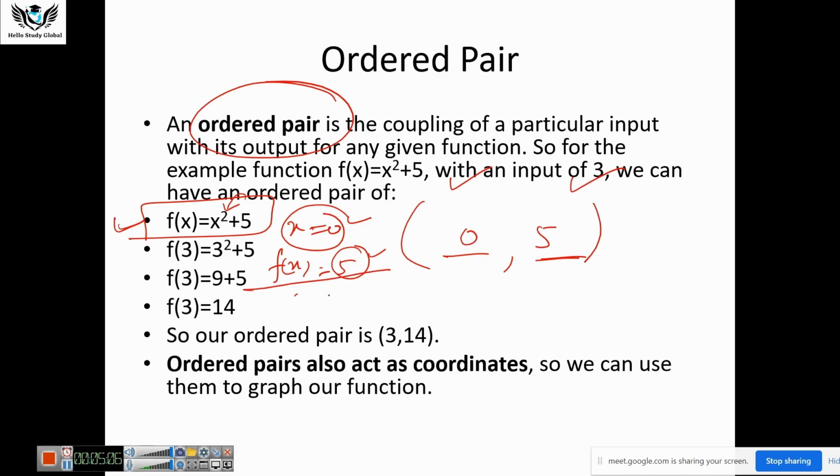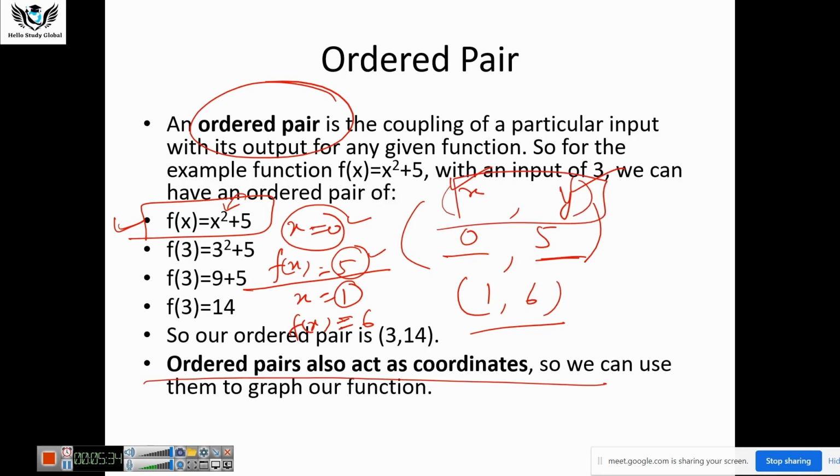If you take x equal to 1, what value of f(x) would you get? 1 squared plus 5. 1 squared is 1, plus 5 is 6. If you take x equal to 1, you get f(x) equal to 6. So (1, 6) is another ordered pair, right? Just like in coordinate geometry, we put the value of x and y, so those are also called ordered pairs, right?